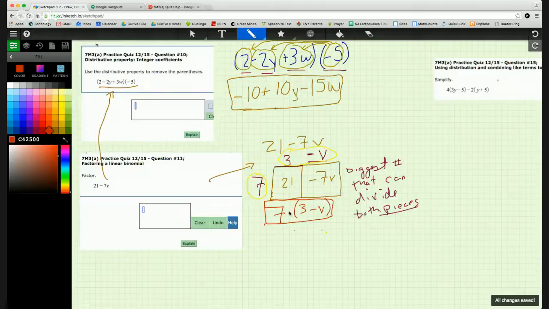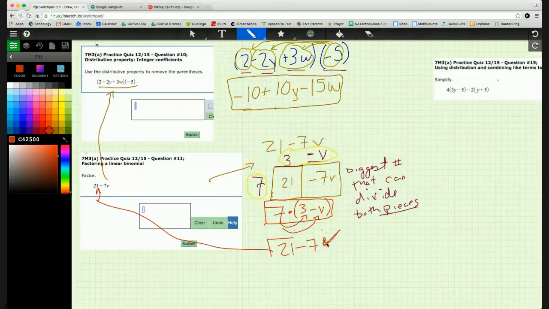And we can check it. We can check it this way. We can draw our arrows. And we say, well, 7 times 3 is 21. And 7 times minus v is 7v. And we get back to our original answer. So we've checked our work here. Oh, yeah, 21. Okay, there's our 21.